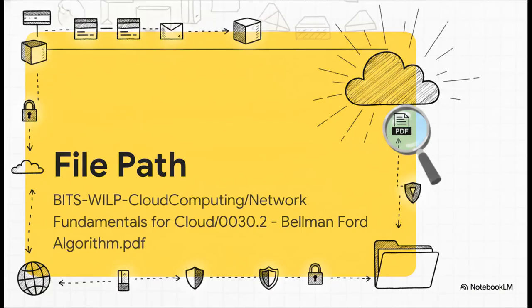Let's start our journey by looking at the exact item a student or developer arrived on this page to actually find. The breadcrumbs here precisely locate our artifact, a PDF detailing a core networking algorithm within a very specific educational repository. We're looking at a file named 0030.2 Bellman-Ford Algorithm.pdf. Notice how deeply buried it is. It sits neatly inside a folder called Network Fundamentals for Cloud, which itself is housed in the root bits-wilp-cloud computing project. This is the micro-level focus.